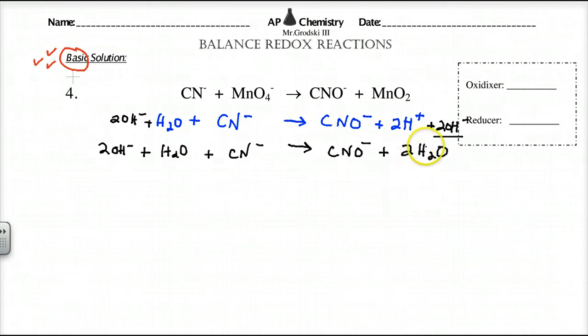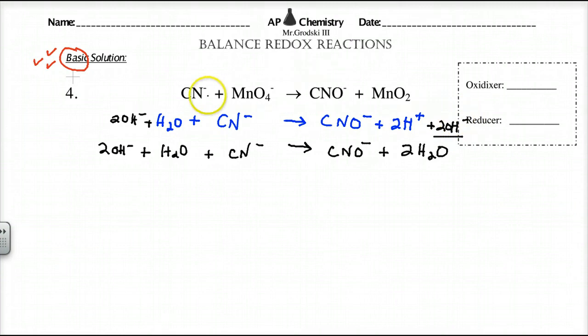And now I'm at the point where I can look at charge. Essentially all I did was add hydroxides, determined by how many protons I had. I neutralized to make water, but you have to remember, if I'm adding hydroxides to one side, I have to add hydroxides to the other to maintain the law of conservation of mass.